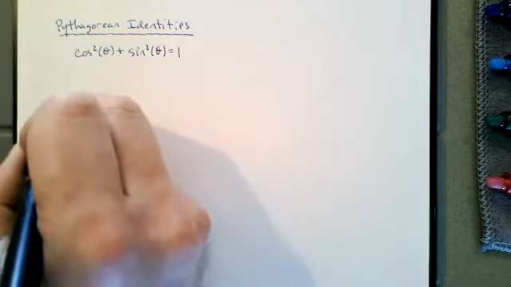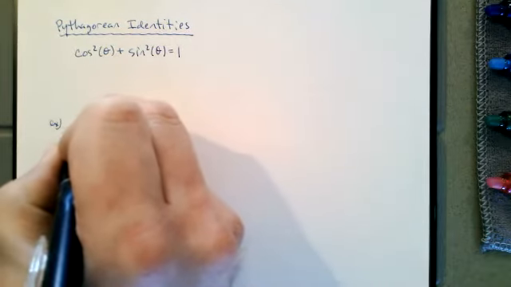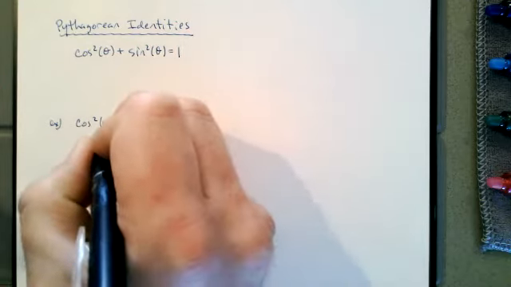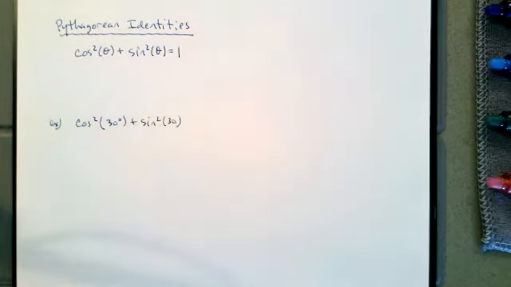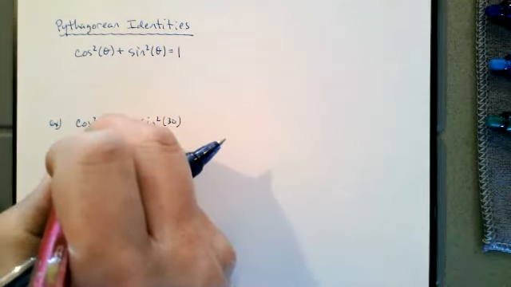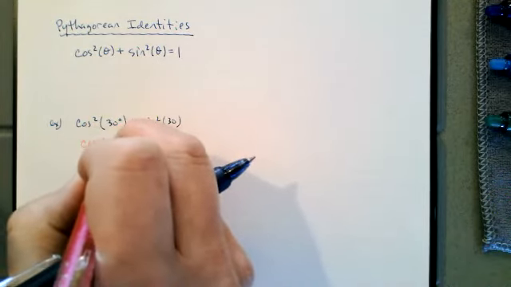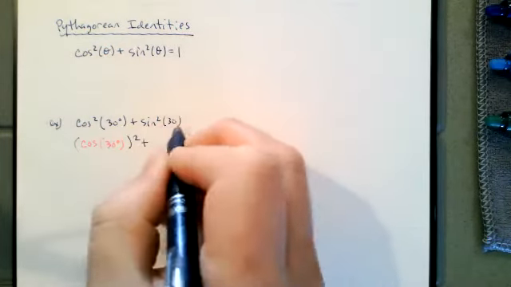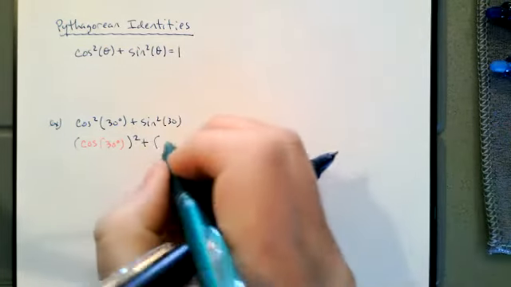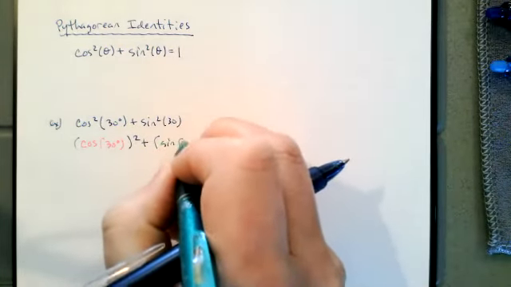So if we just plug in a value, if we want to calculate, say, cosine squared of 30 degrees plus sine squared of 30 degrees, we have to remember what these expressions mean. Cosine squared 30 means the square of the cosine of 30. See how hard it is to speak this properly? Sine squared 30 means the square of the sine of 30.